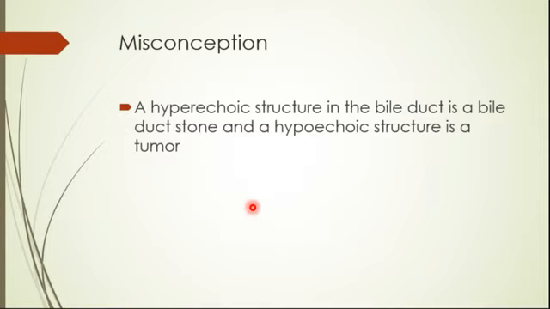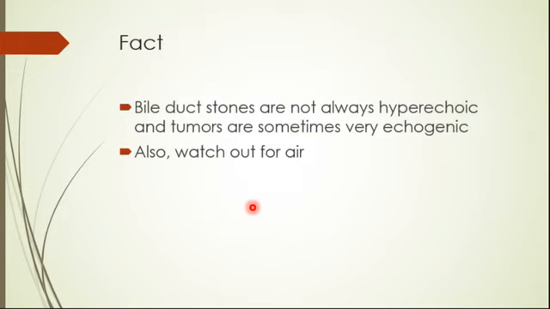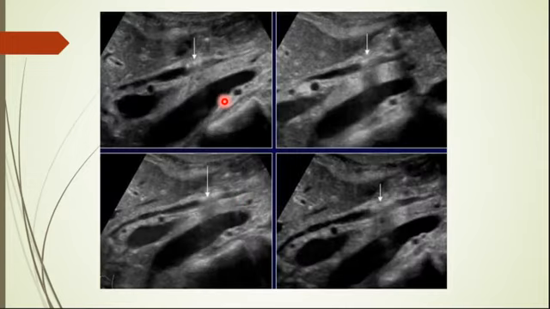Another misconception is that hyperechoic structure in the bile duct is a bile duct stone, while hypoechoic structure is a tumor. This is not correct. Bile duct stones are sometimes not hyperechoic, and tumors are sometimes very echogenic. Also, you should be careful for air. For example, you can see here, these are air bubbles within the common bile duct. These are not stones, these are not tumors, just air bubbles.